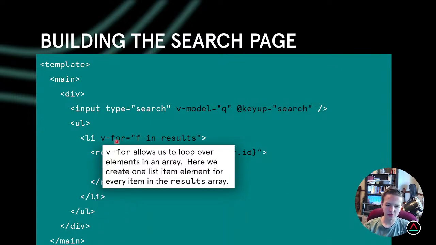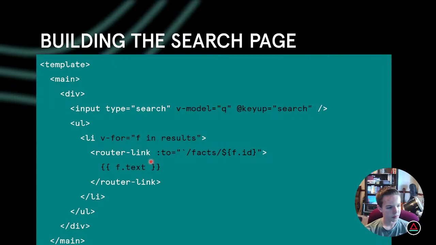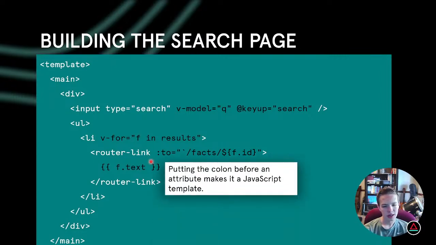Then we have this v-for. v-for is a for loop. It allows us to loop over elements in an array. So here we create one list item element for every item in the results array. And then here, using this router-link :to, putting a colon before an attribute makes it a JavaScript expression. That's why we have these template strings there. Oh, and there's a typo there. There should be another template string there. That's my bad. I will fix that in the actual code. It should work fine. So let's build it.